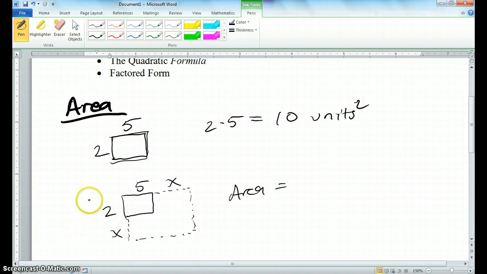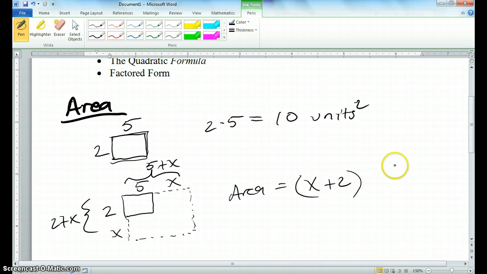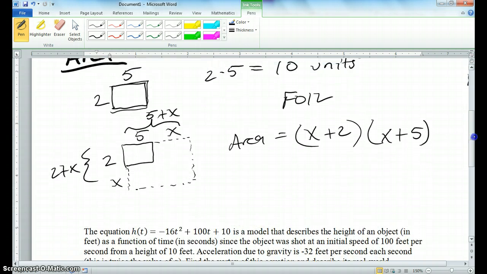Well, this side in combination would be 2 plus x, and this side would have a measurement of 5 plus x units, because that's how we measure length. We add things together to figure out the total dimension. Instead of 2 plus x, I could say x plus 2, because the order of addition doesn't matter, and similarly here I could say x plus 5. Here is where a lot of people would go through foiling. But rather than do foiling, we'll try to develop this method in a more intuitive way.